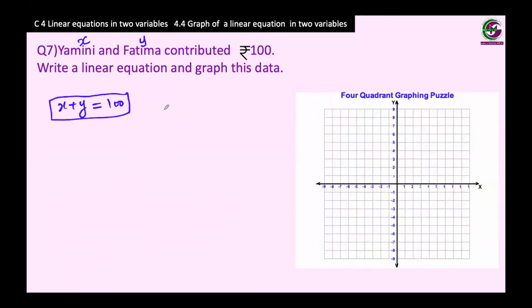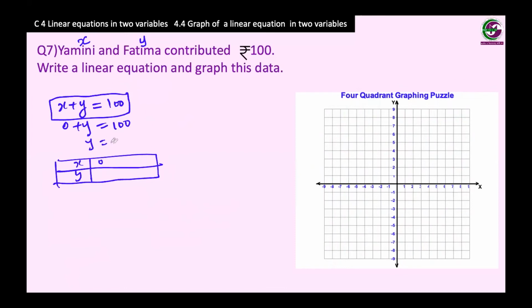Now, how to graph it? We can again use the table method with x is 0, and we will see what y is. 0 plus y is equal to 100. So y is equal to 100. Now what will happen if y is 0? x plus 0 is equal to 100, or x equal to 100. So if y is 0, x is 100. 0, 100 is a coordinate. 100, 0 is another coordinate.